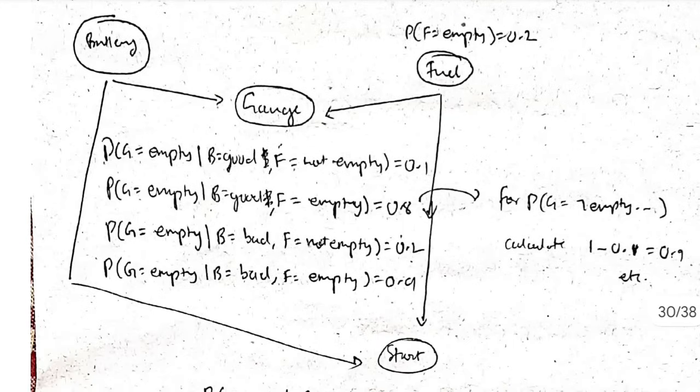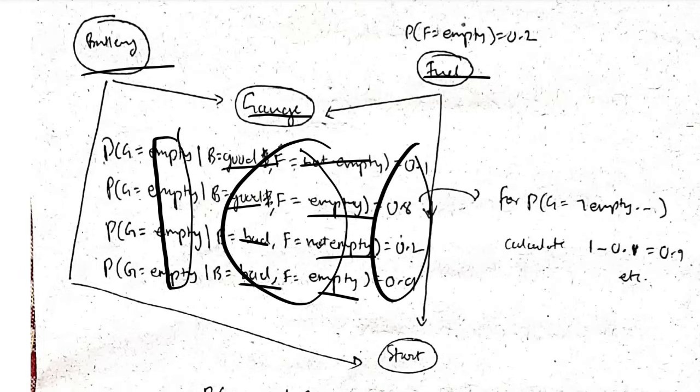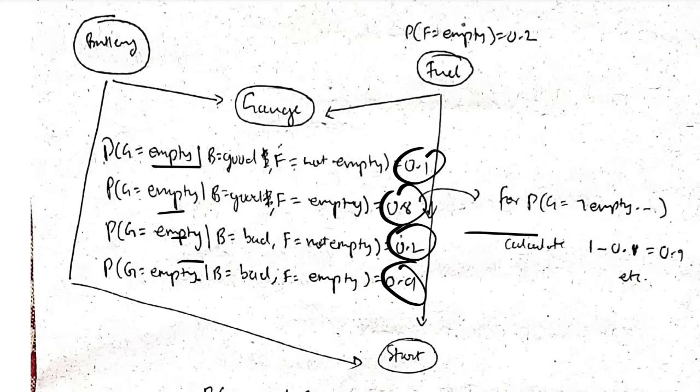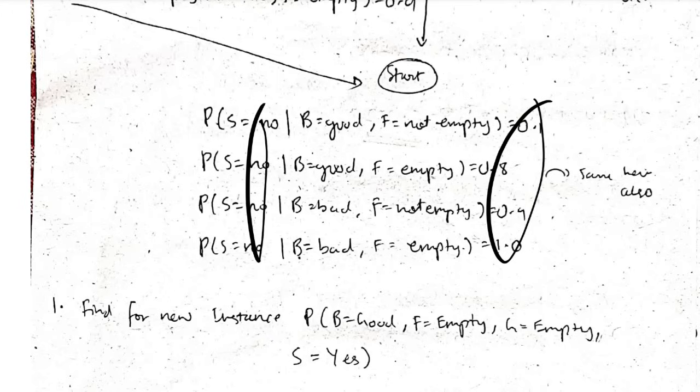Like that here, since gauge is dependent on battery and fuel, I'll be writing here when gauge is empty: b is good, f is empty; b is good, f is not empty; b is bad, f is not empty; b is bad, f is empty. All these probabilities are given here, and same goes for when it is not empty. If it is not empty, just do 1 minus this one, 1 minus this one, 1 minus this one, and 1 minus this one. So you'll get the values when gauge is not empty in each of these cases. Same goes for start also. Start is no, no, no, no. If you want yes, yes, yes, yes, multiply 1 minus this.